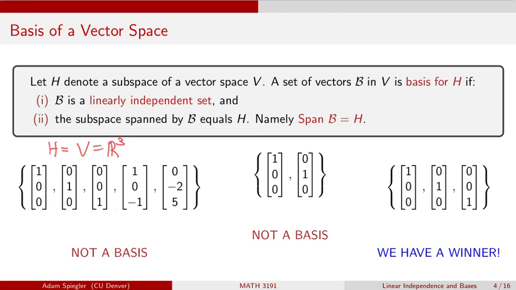So this is very much like the Goldilocks looking for the most comfortable bed, right? This one doesn't work because it's too big. This one doesn't work because it's too small, and this one right here is just the perfect amount. So this would be considered our efficient set of vectors that we need to span R3, and we call this a basis.